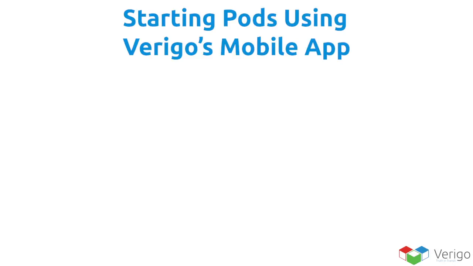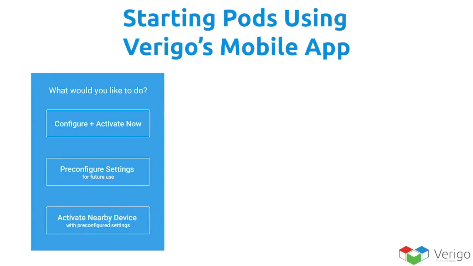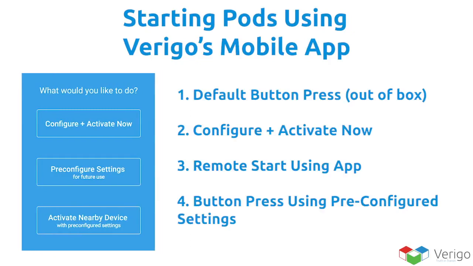To start a pod using VERIGO's mobile app, users now have the option of choosing from 3 different methods according to their needs. Now we will show you how to configure and activate a device using the possible methods in VERIGO's system. Users have the ability to activate a device using one of the following methods: default button press, configure plus activate now, remote start using the VERIGO mobile app, and button press using pre-configured settings.